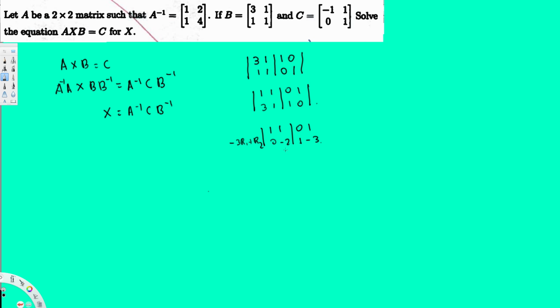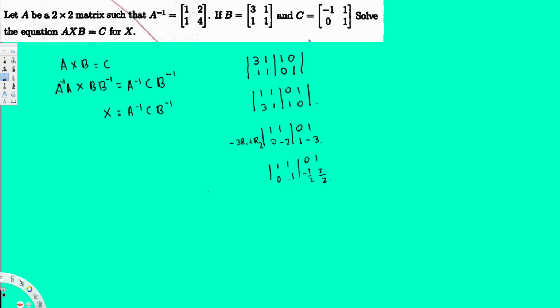And then I have to make this one equal to 1. To do that, I can simply divide this row by -2, and let's see what happens. So 1, 1, 0, 1 right here, and if I divide this one by -2, it's going to be 1, and this will become -1/2, and this will become 3/2. Then I have to change the top one into 0.